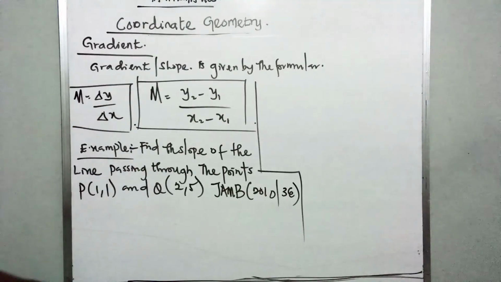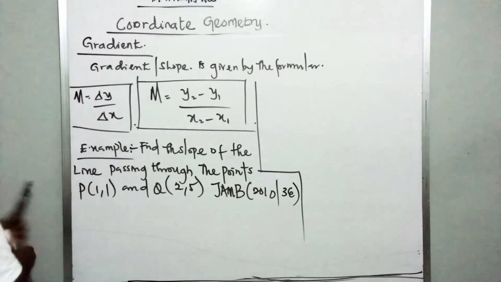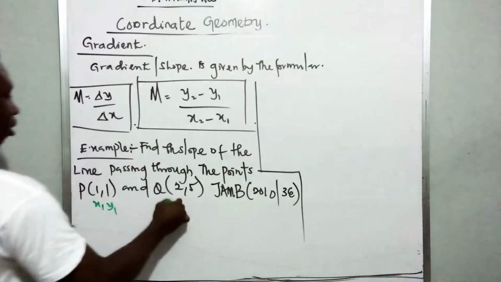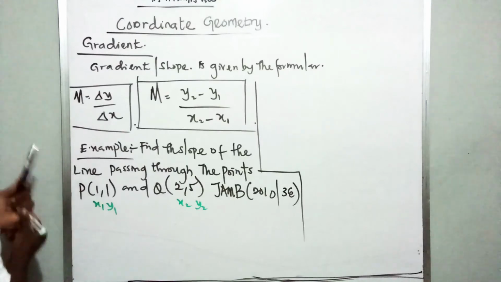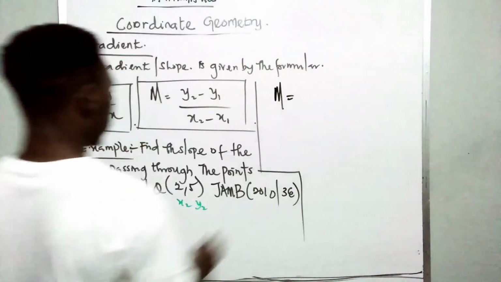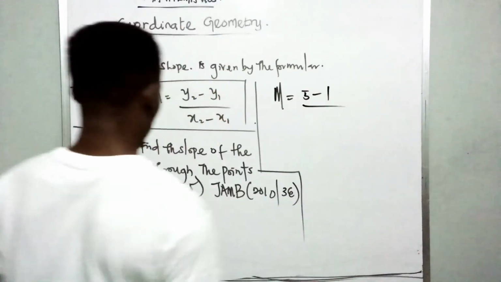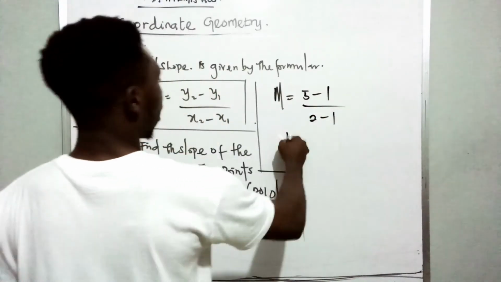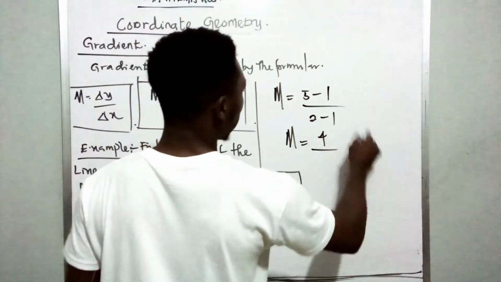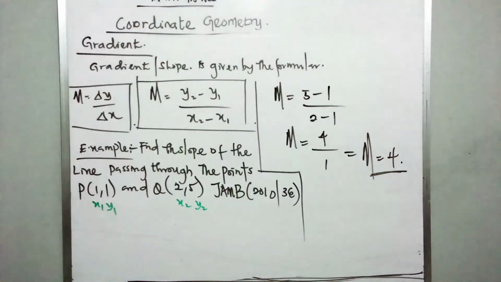For example, find the slope of the line passing through. So we have here this is our x1, y1, x2, y2. So find the slope. So slope m here is equal to 5 minus 1 over 2 minus 1. So m here is equal to 5 minus 1, that's 4 over 1. So your slope here is equal to 4. So that's the answer to that JAMB question that came out in the year 2010, question number 36.